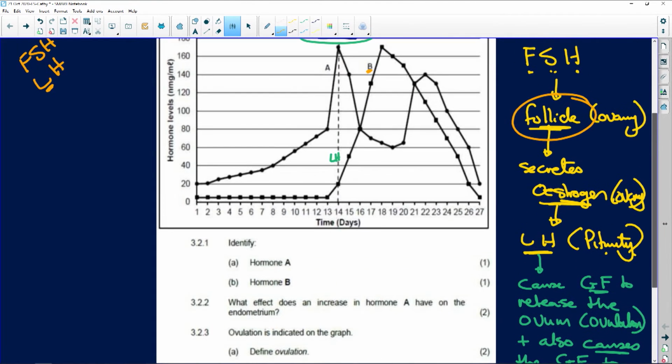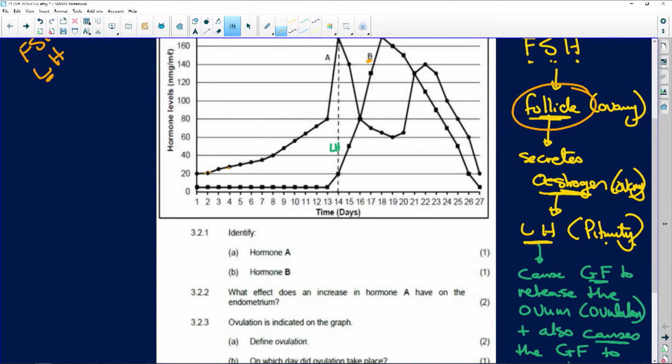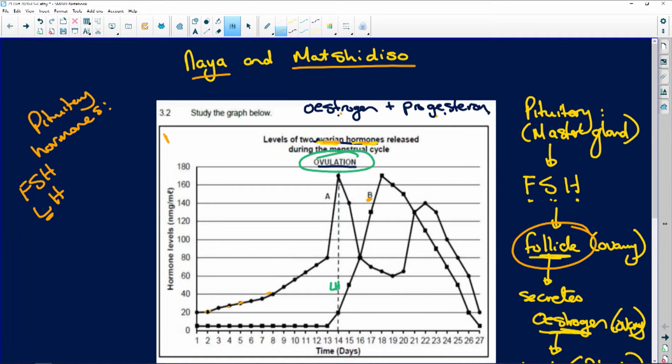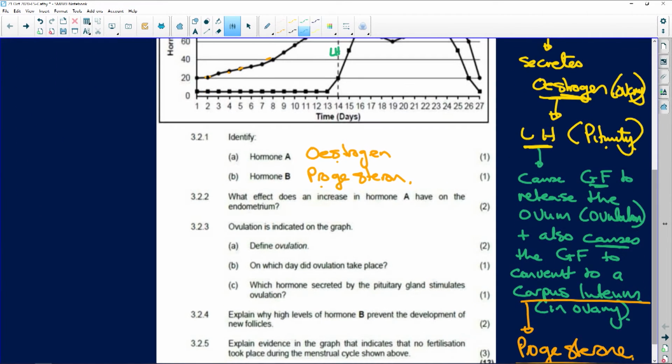Let's look at our questions quickly. It says, identify hormone A and B. Well, hormone A is going to be estrogen. Okay? Hormone B is going to be progesterone. And how do we know that it's estrogen and progesterone? Because, as I said to you, the graph tells us here, let me rub this out and get another color, let's do blue. It is the two ovarian hormones, so estrogen and progesterone. Okay. And first we have estrogen and then we have progesterone.